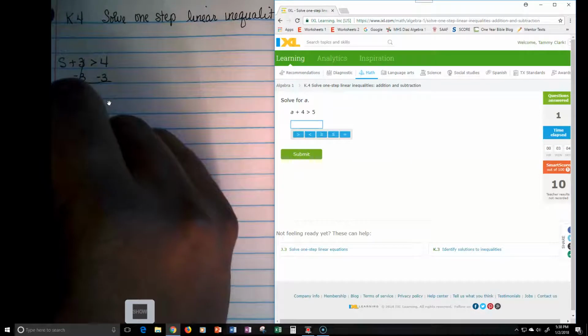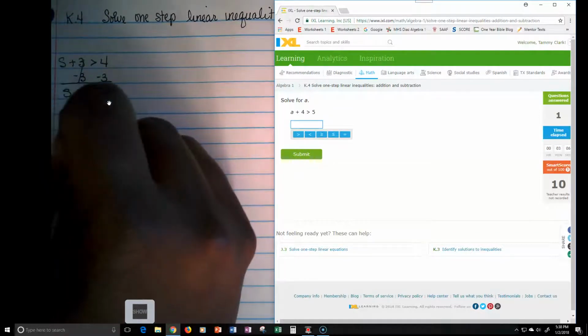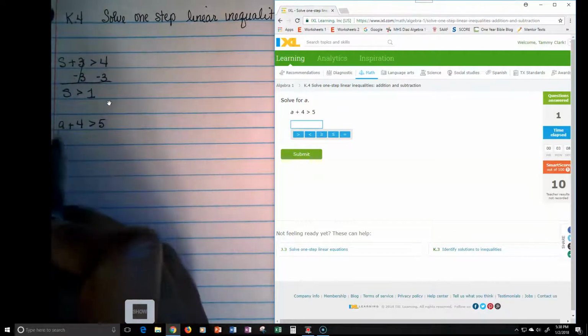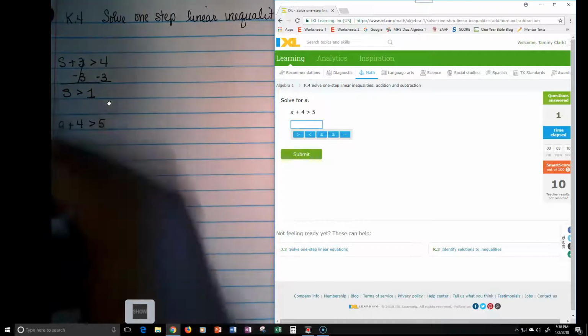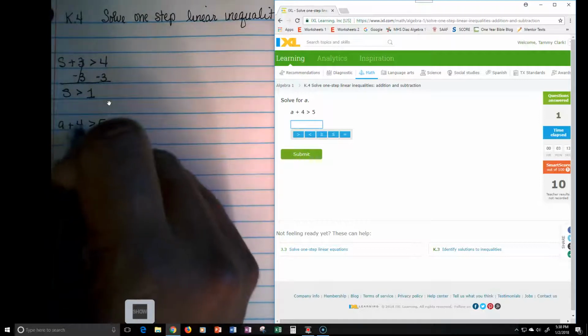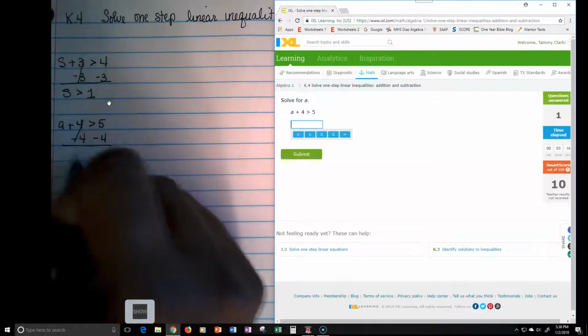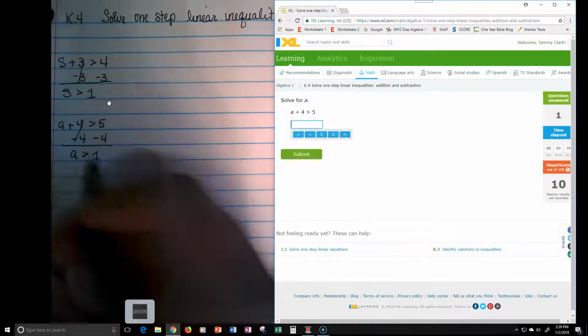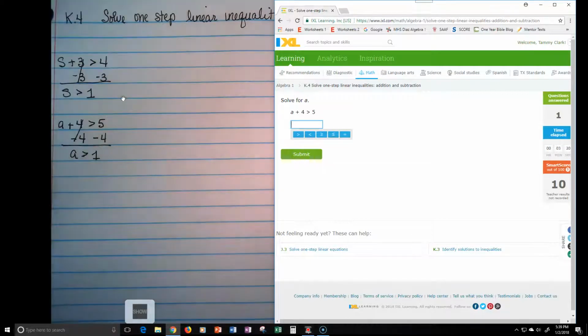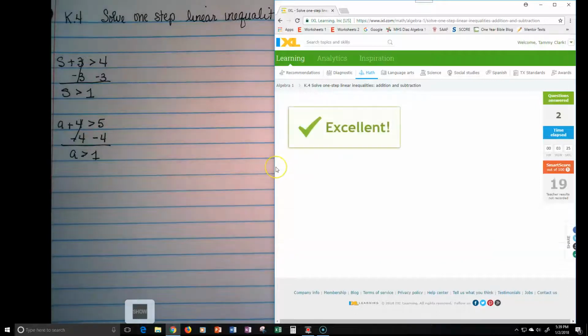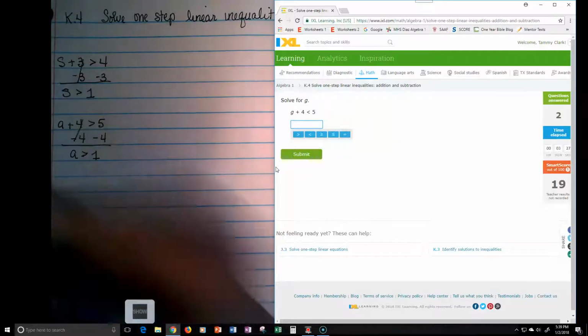We have a plus 4 is greater than 5, and again we're trying to isolate a to get a by itself. So to do that, we know this is plus 4, so we subtract 4 on both sides of the inequality, and we have a again is greater than 1. Alright, we'll do a few more.